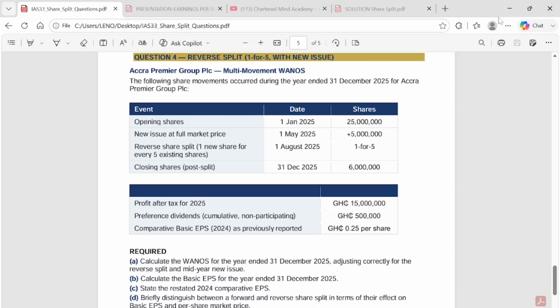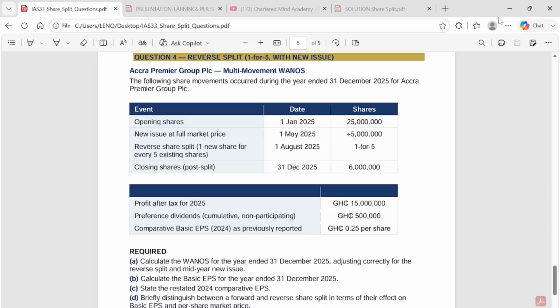Profit after tax is 15 million. Preference dividend, cumulative non-participating, is 500,000. Comparative basic earnings per share as previously reported is 0.25 per share. Calculate the ones for the year ended 2025, adjusting correctly for the reverse split and the mid-year new issue.